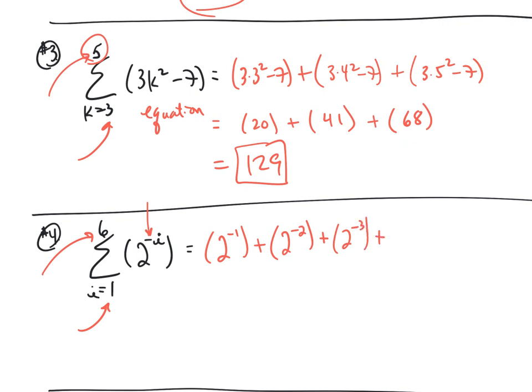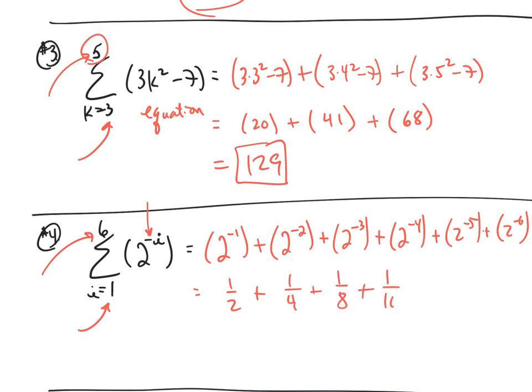So we keep putting in numbers until the last one we put in is 6. So the last term is going to be 2 to the negative 6th. And then I just need you guys to do the math. 2 to the negative first is a half, 2 to the negative second is a fourth, and so on. Out to the last one, which would be 1/64.